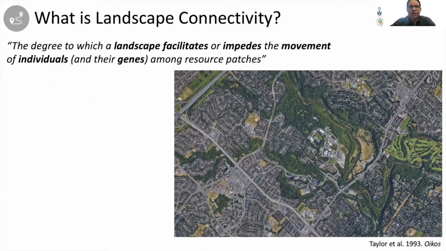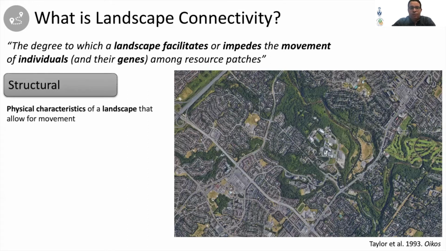So what is landscape connectivity and why do we care? We define landscape connectivity as the degree to which the landscape facilitates or impedes the movement of individuals among the resource patches. In this picture, we have these corridors, the green patches or green areas, which are the natural areas embedded in a typical environment that is impacted by human landscapes. Landscape connectivity has two components, a structural and a functional component.